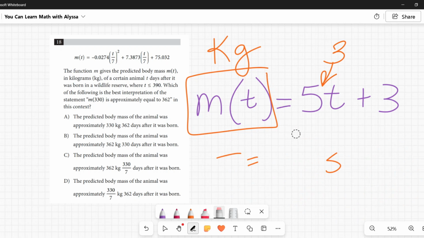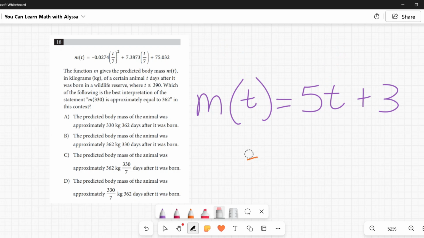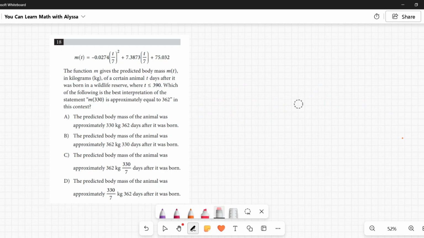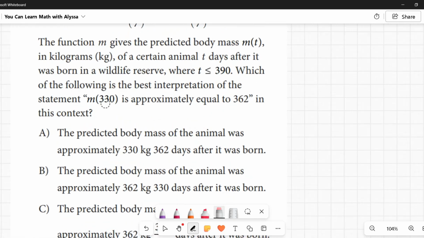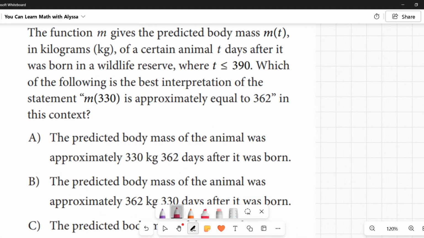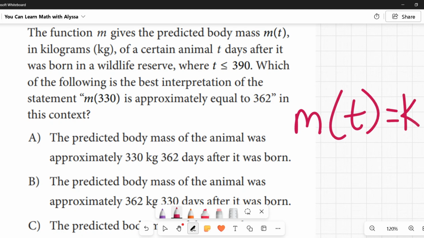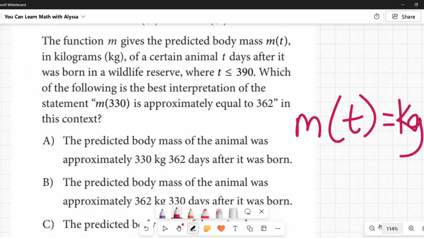So the fact that this equation over here is oh so very fancy with all these lengthy decimals and squares and fractions, it's the same thing. It's saying if I plug in a number for t, t is the number of days, I do the math, I will get the mass of this animal in kilograms. That is it. So we don't even really have to look at that equation. We just know m of t equals the number of kilograms for the mass of the animal.